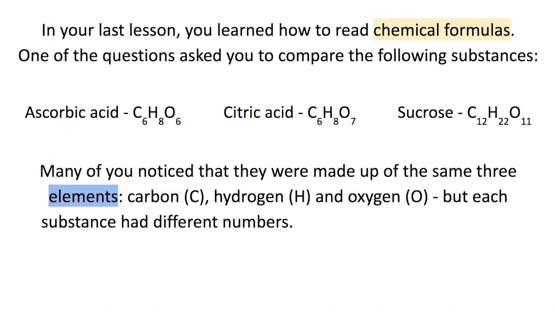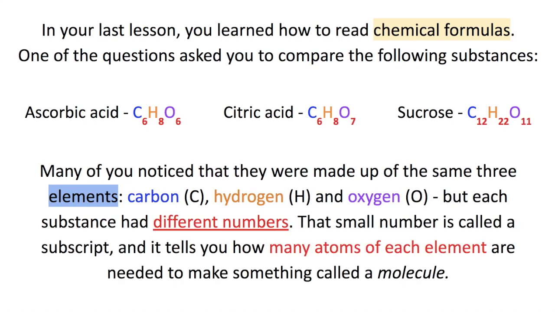Many of you noticed that they were made up of the same three elements: carbon, hydrogen, and oxygen, but each substance had different numbers. That small number is called a subscript, and it tells you how many atoms of each element are needed to make something called a molecule. For example, in an ascorbic acid molecule, there are 6 carbon atoms, 8 hydrogen atoms. How many oxygen atoms are there?